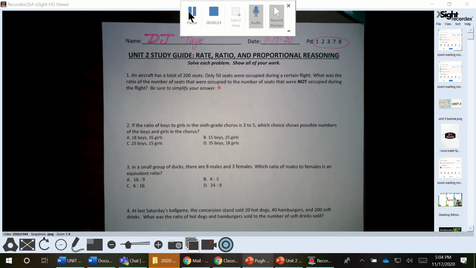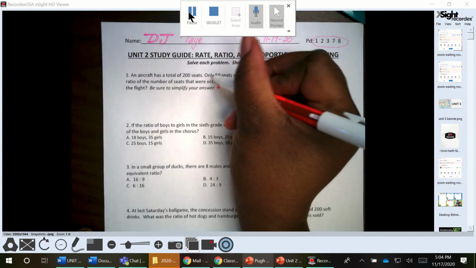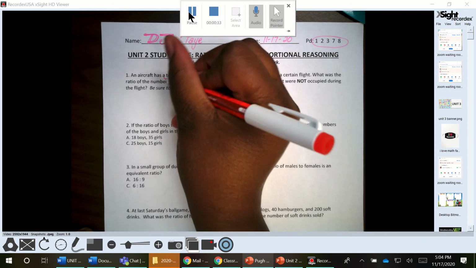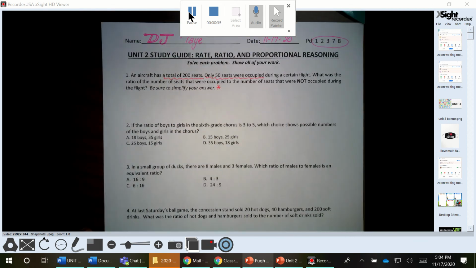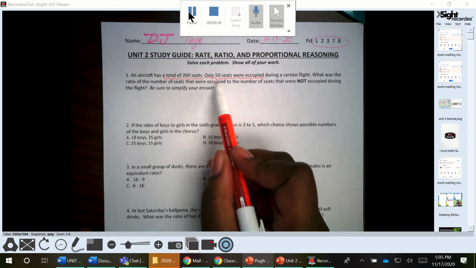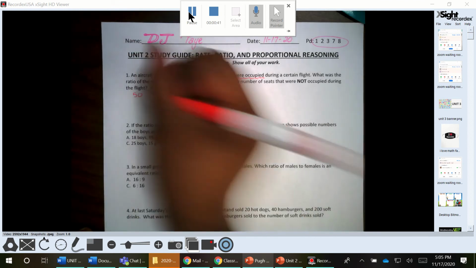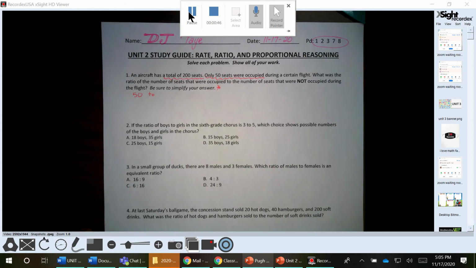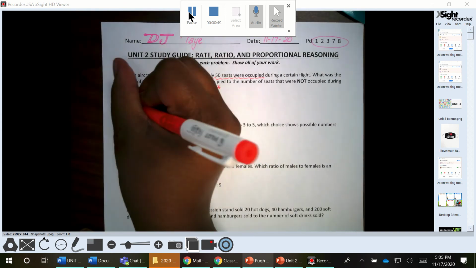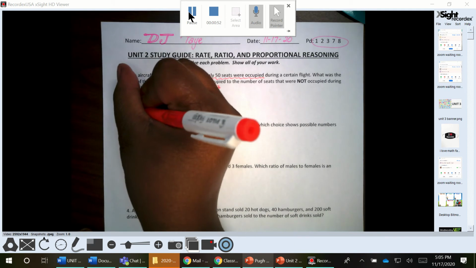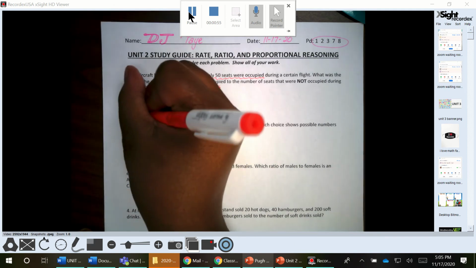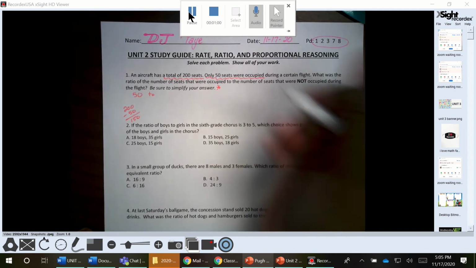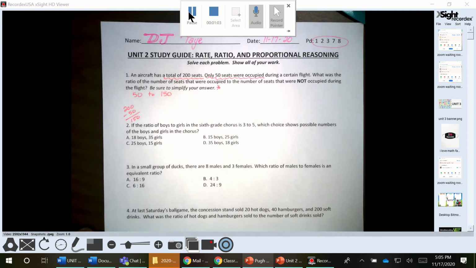All right. So there are a couple key pieces of information. Only 50 seats were occupied. That's important. And it had a total of 200 seats. So it wants to know the ratio of the number of seats that were occupied. So I know that that's 50. And I am going to compare that to the number of seats that were not. Well, if I had a total of 200 seats and 50 of them were occupied, I'm going to see what the difference is. So that means 150 seats were not occupied. So my ratio is 50 to 150.